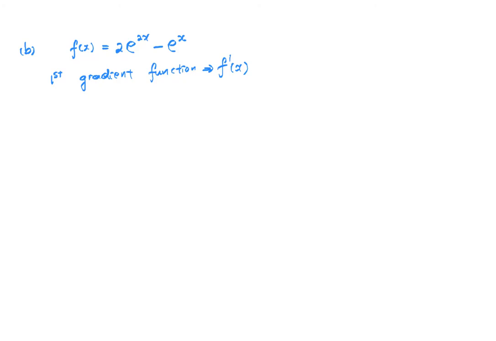Okay, I presume everyone got the answer already. So f'(x): for exponential, we copy down the whole thing times by the derivative of the power. Take away, copy down the whole thing times by the derivative of the power. Am I right? Okay, so now we have the gradient function.